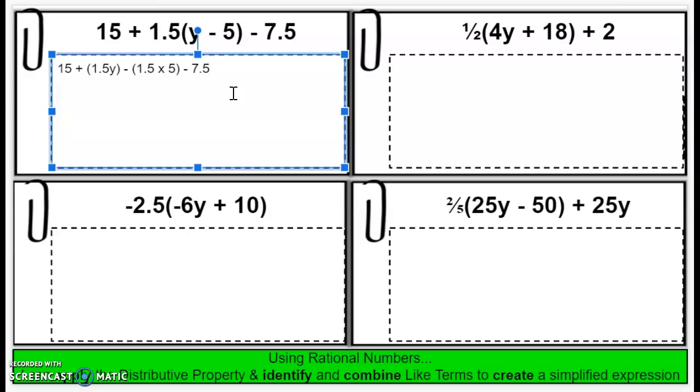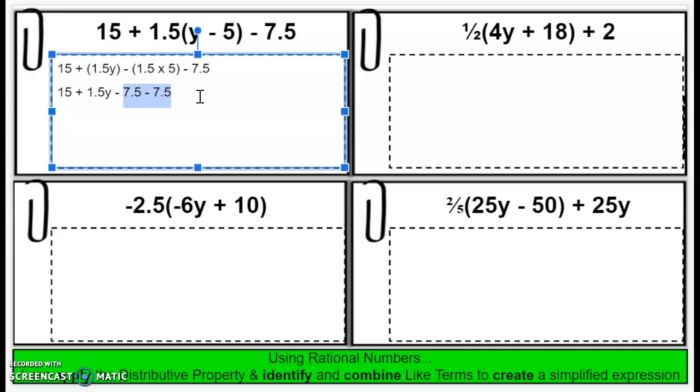And then I'm going to go ahead and do the order of operations pretty much. Do what's in my parentheses first. And then I will be combining all of my like terms. So I have 15 plus 1.5y, and then I'm going to subtract 1.5 times 5 equals 7.5, and subtract 7.5. So that's what it's going to look like.